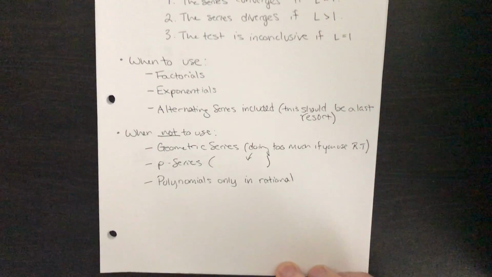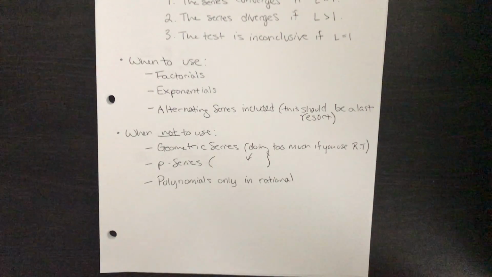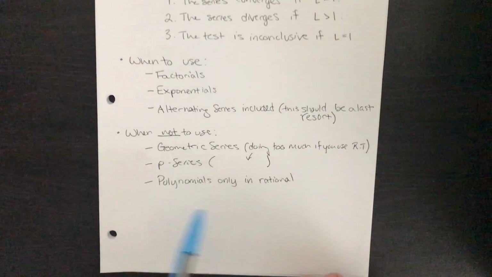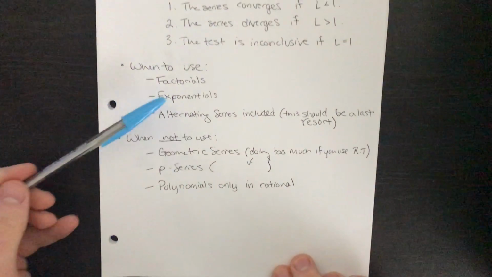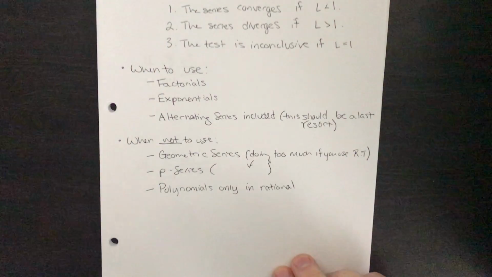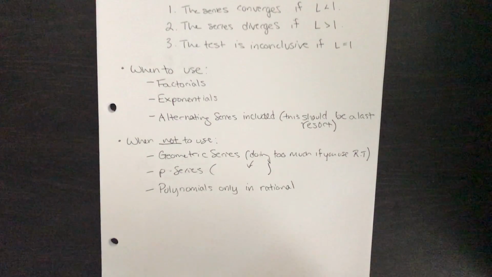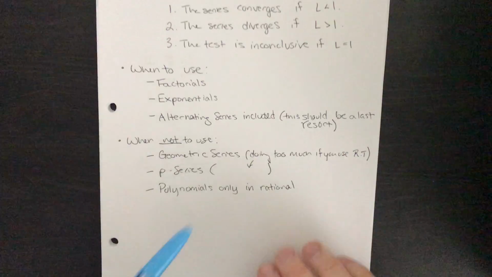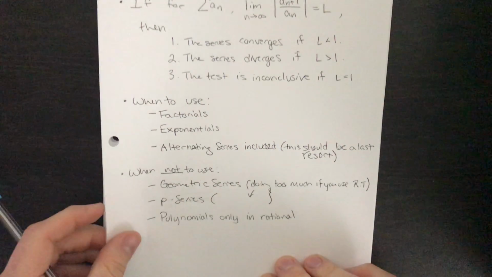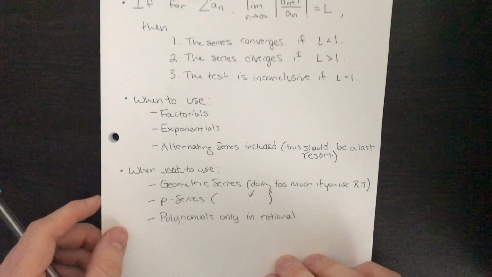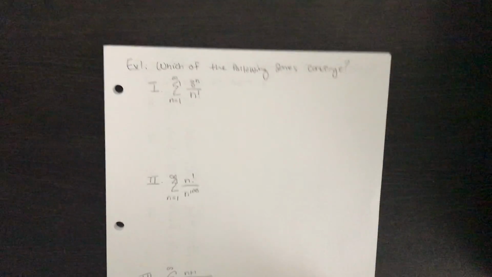But then this last condition here, you'll see some examples of what polynomials look like. What I mean is if you have a rational where the top is a polynomial and the bottom is a polynomial, and there aren't factorials or exponentials, then it's probably a good bet that it's not going to work or will give you an inconclusive result. So you might see something like L equals 1 at the end. So that's just a quick rundown of what the ratio test says. Let's actually get into a problem with it.